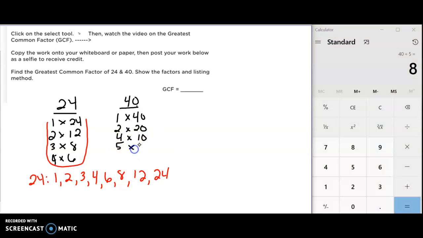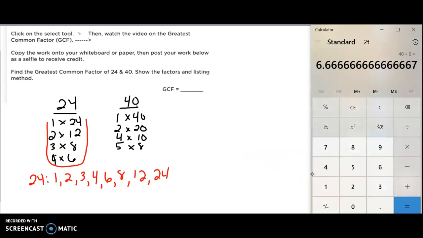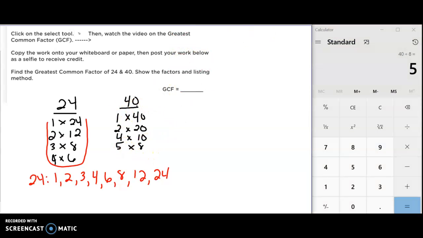So 5 times 8. Well, what about 6? 40 divided by 6 equals, nope, didn't work. What about 40 divided by 7? Equals, nope, didn't work. 40 divided by 8 equals 5. Now, wait a minute. We already have an 8. I don't need it. There's my U right here, in a different color. Once I got to 8, I know it's already over here, and I go straight up.